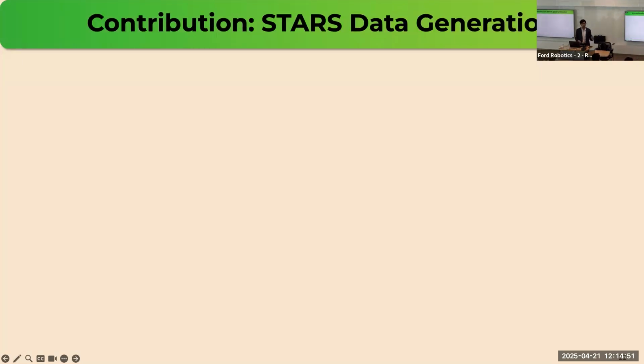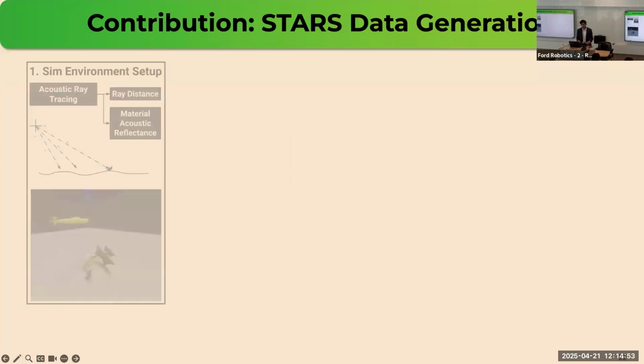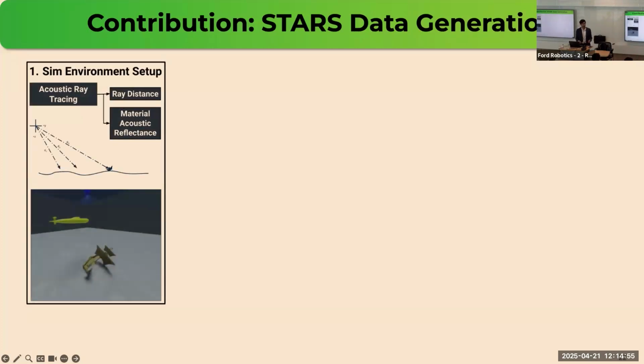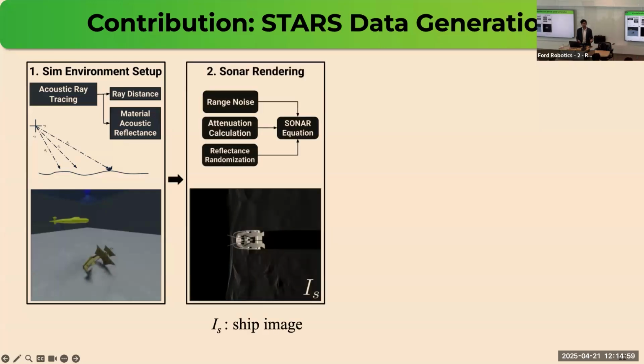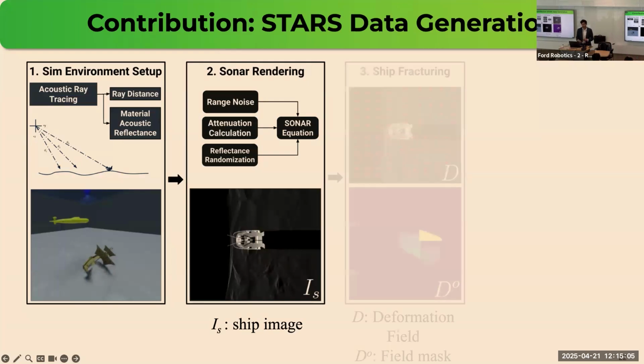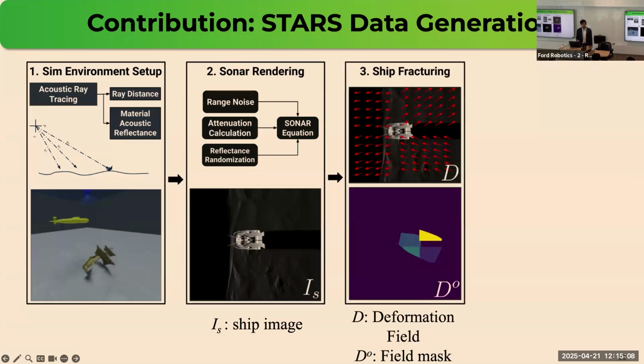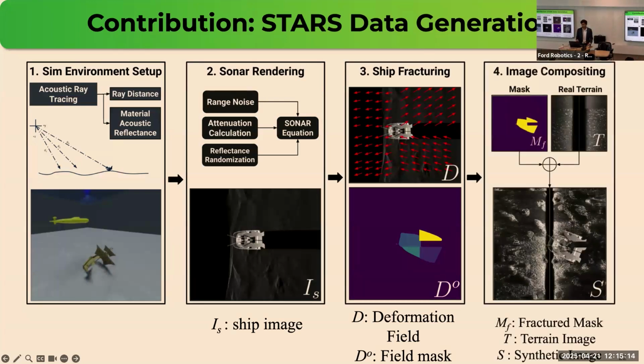So taking a quick look at how we actually generate the synthetic data, we start by using a traditional graphics environment like Blender, where we can perform ray tracing. And then we're able to actually render out and query the environment for a variety of parameters. And we use the sonar equation to actually render out this image. Finally, we employ a per pixel deformation field, which we use to actually fracture the ship and scatter it across the image. And then we can compose this with a real terrain image in order to produce a synthetic image.